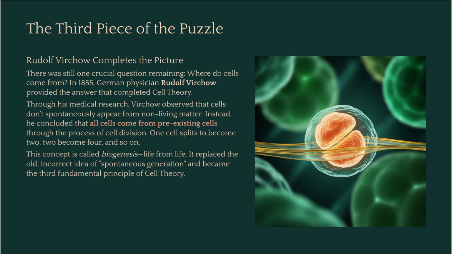There was one major unanswered question left. Where do new cells come from? For a while, people believed in spontaneous generation, that life could just magically appear. Then, in 1855, Rudolf Virchow offered the simple but profound answer. Omnis cellula e cellula. All cells come from pre-existing cells. Think of it like a family tree. Every generation comes from the one before it. A cell must divide to create a new cell. This concept of biogenesis was the final, crucial tenet that completed the cell theory.